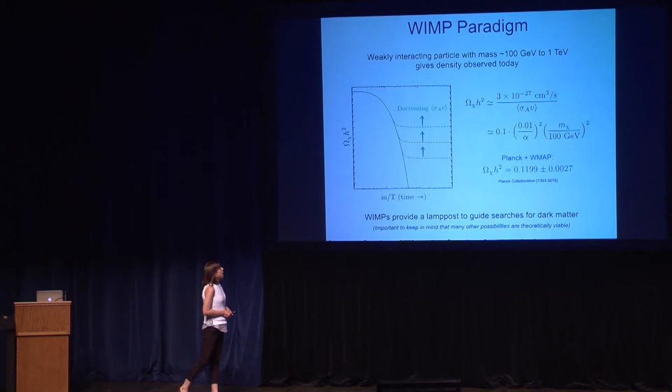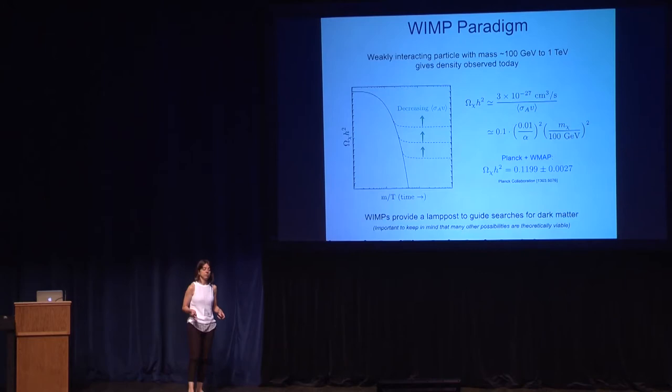So this class of particles is referred to as weakly interacting massive particles, or WIMPs. It's formed the dominant paradigm for dark matter searches over the last few decades. And I can't stress enough, it's really provided a lamppost for all of these different kinds of searches.